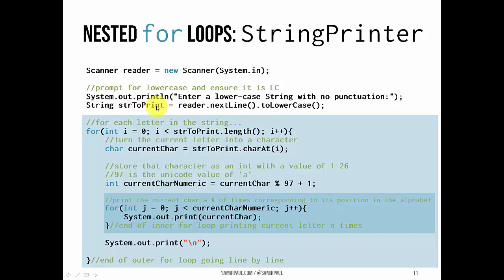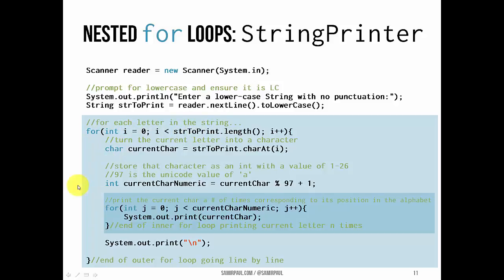We prompt the user for a lowercase string, and we want to ensure that it's lowercase, so we actually turn it into lowercase ourselves. So reader.nextLine dot toLowerCase. That's a string method that we're using. Now we're going to iterate through each letter of the string. That's what this outer for loop does. We're starting i at 0, and we're going until we reach the length of the string.